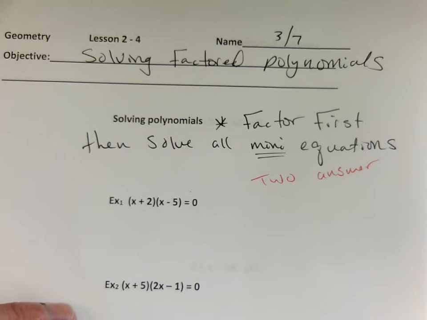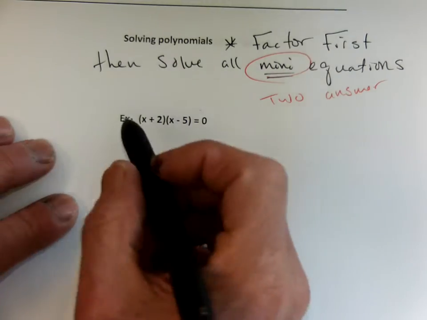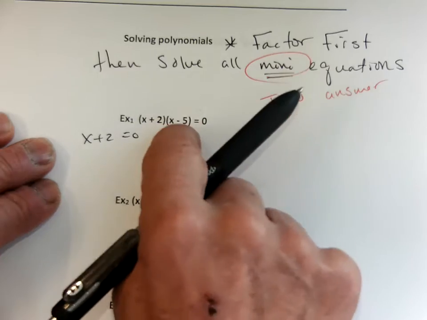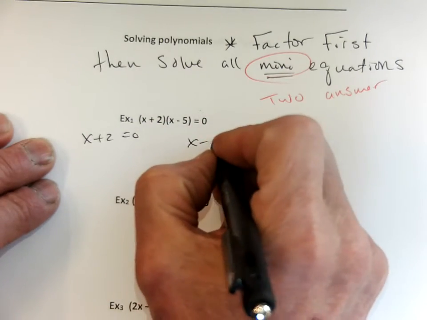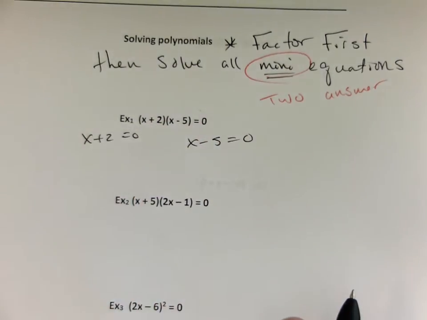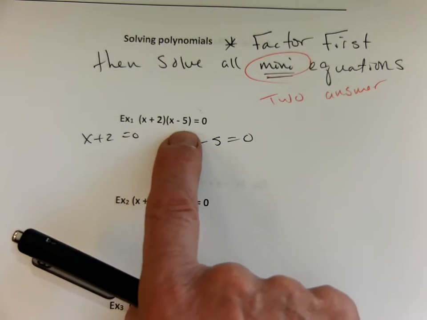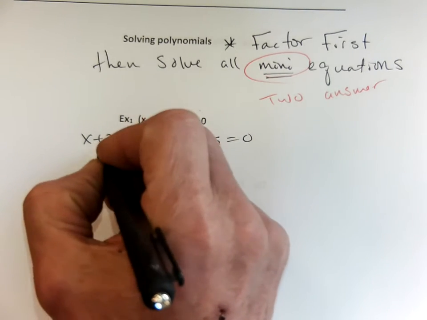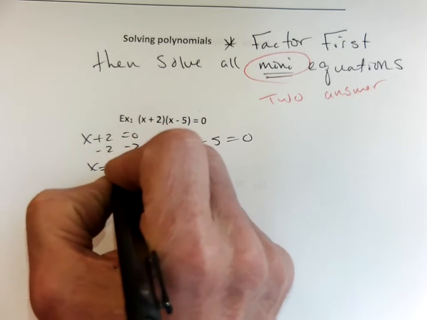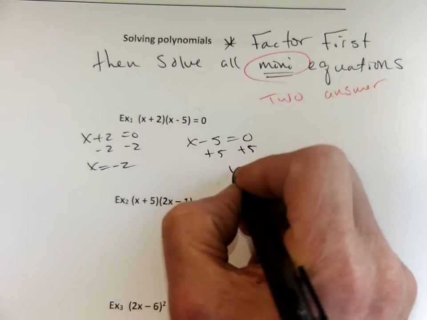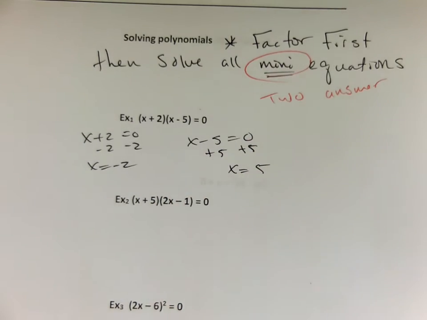Well, I'm talking about these mini equations because we have an x plus 2 equals 0 and we have an x minus 5 equals 0. Okay? Well, it's pretty easy to solve. So if I solve, go minus 2, x equals negative 2. If I go plus 5, x equals 5. That's it. Isn't that easy?